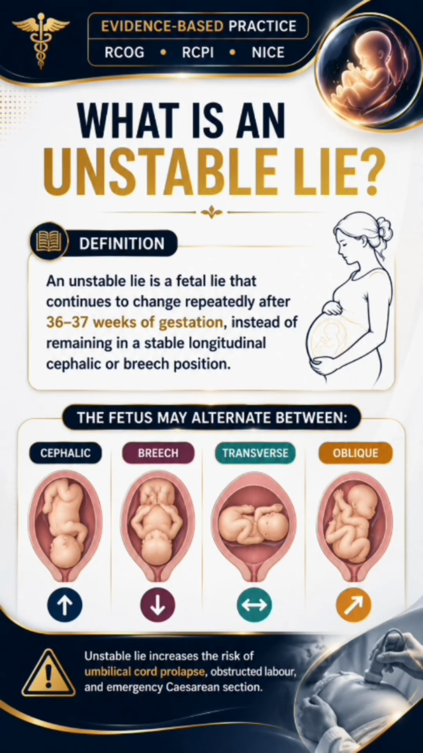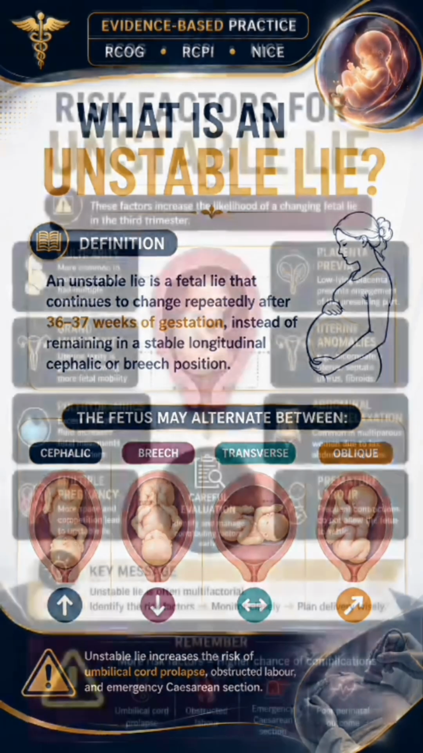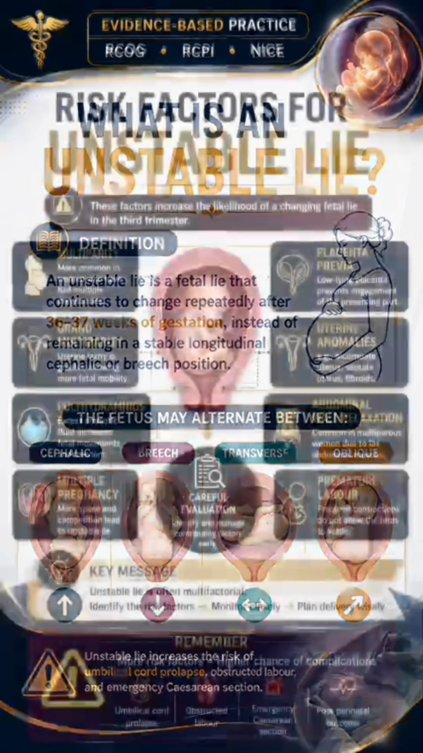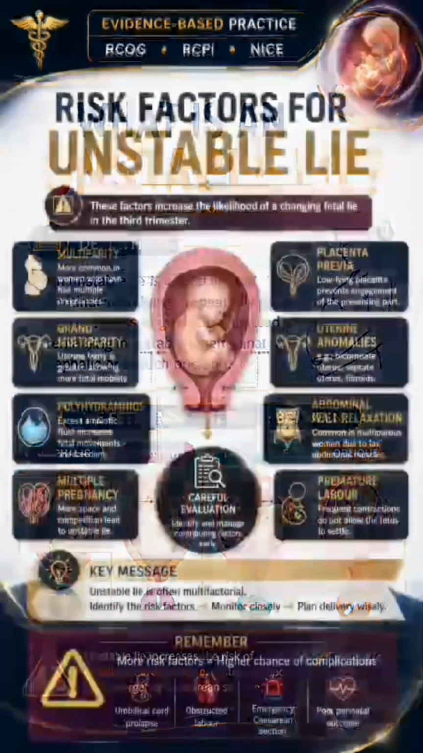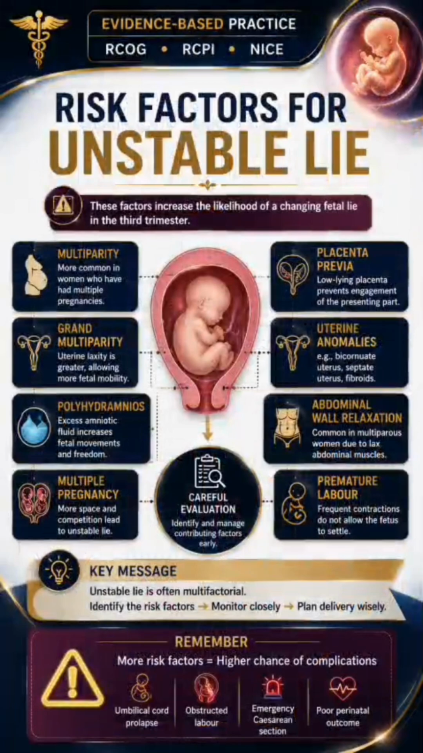However, in an unstable lie, the fetus fails to maintain one fixed position. It may change from cephalic to breech, then to transverse, and later to an oblique lie over a short period of time. This repeated change of fetal lie is what defines an unstable lie. And when the fetus changes position after 36-37 weeks, immediately think of an unstable lie. Now that we know what an unstable lie is, the next question is, why does it happen?